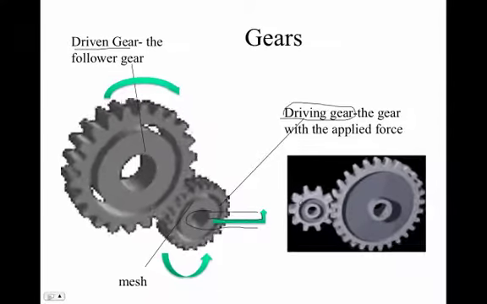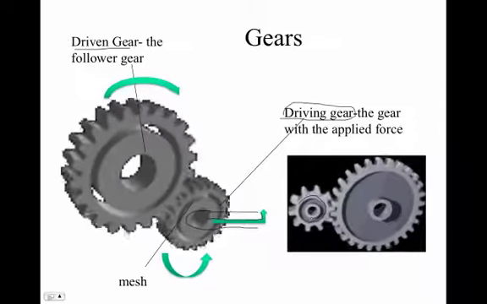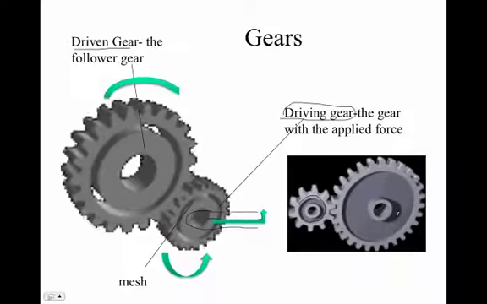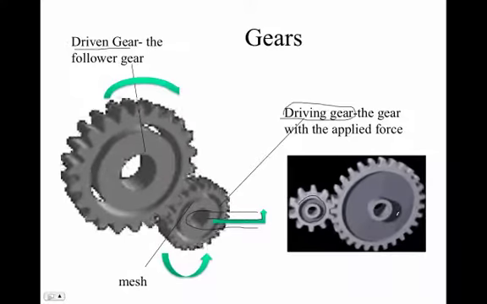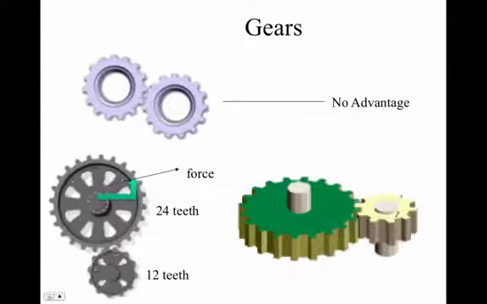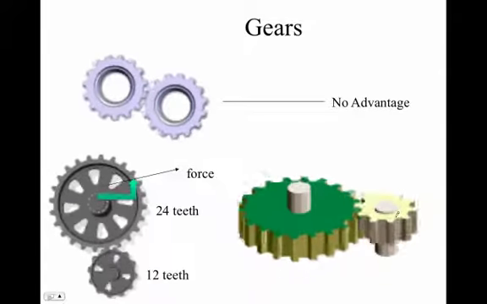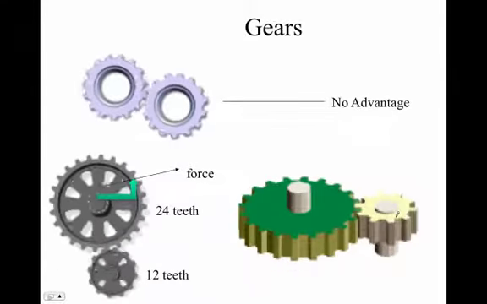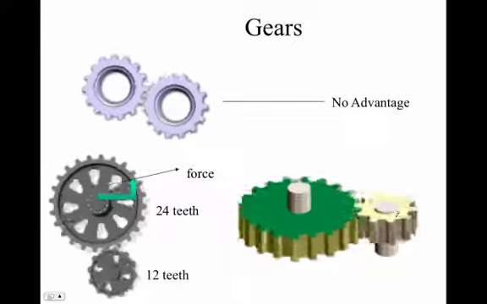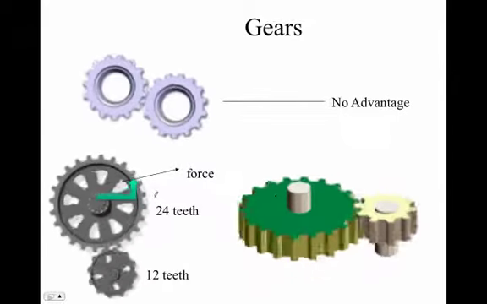Here are two gears. Notice this gear is turning this way, clockwise. Therefore, the other gear will turn opposite direction, counterclockwise. We can change the sizes of gears, and that can give us either a speed advantage, which means that the gear will speed up, or a torque or force advantage. So let's talk about that.